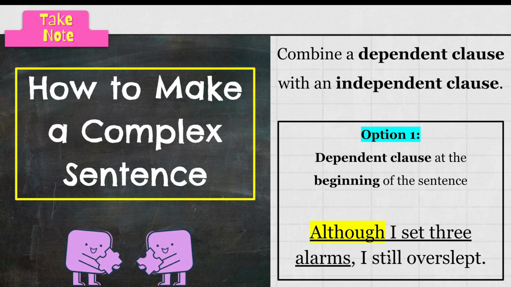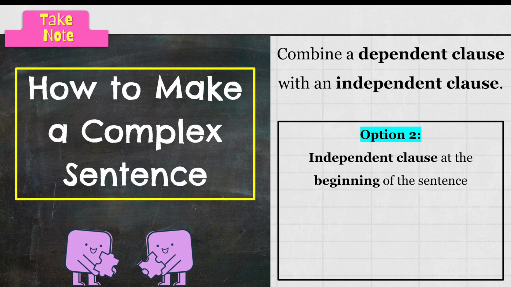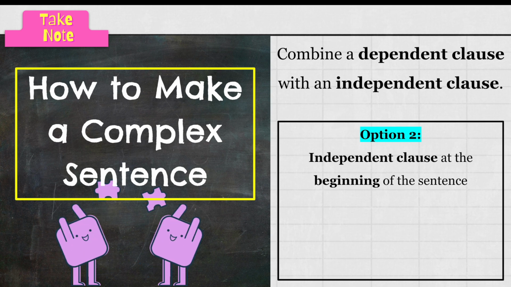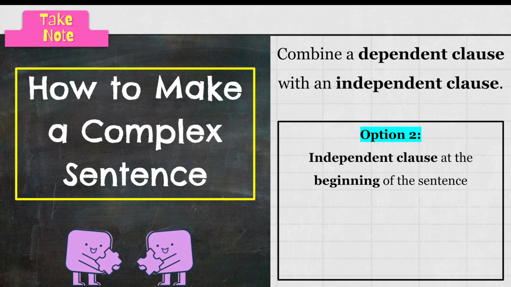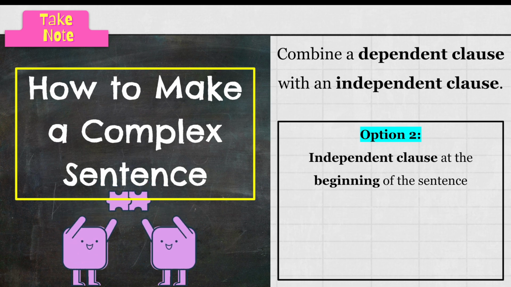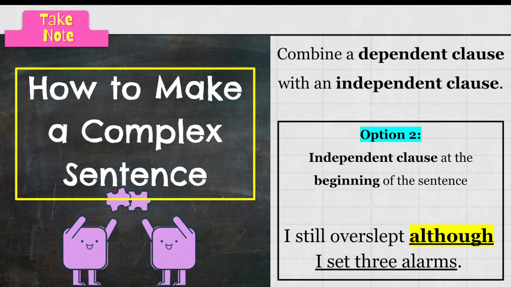Let's look at another one. Option 2 here is to put the independent clause at the beginning of the sentence. So remember, a complex sentence is a dependent clause and an independent clause together. It doesn't really matter what order they go in. So the independent clause can go first also. So for example, I still overslept although I set 3 alarms.